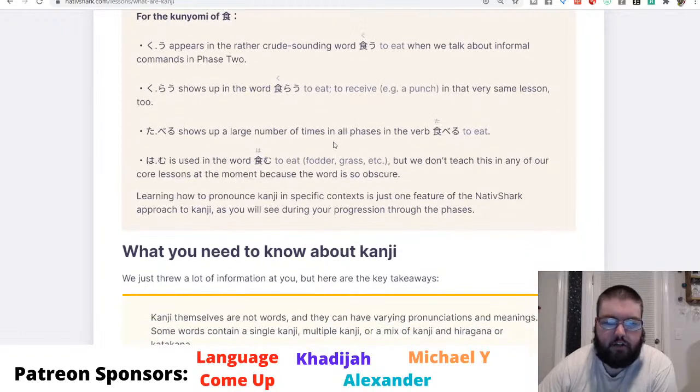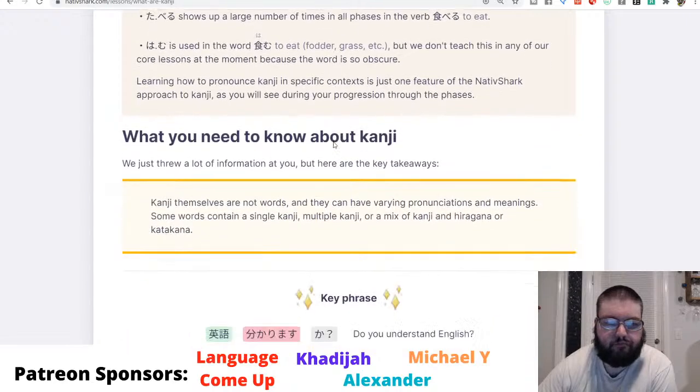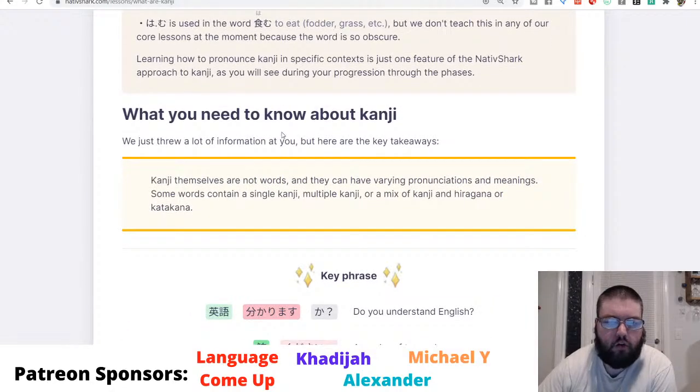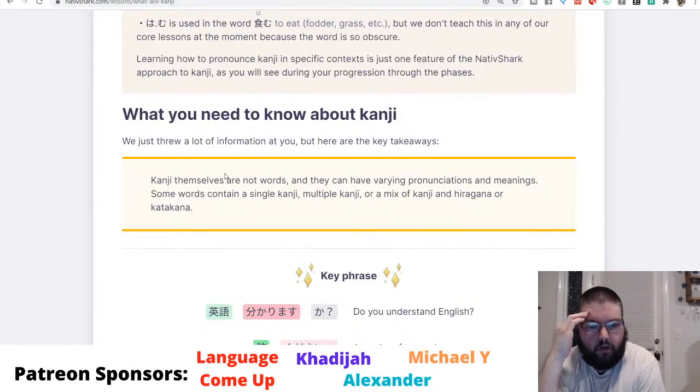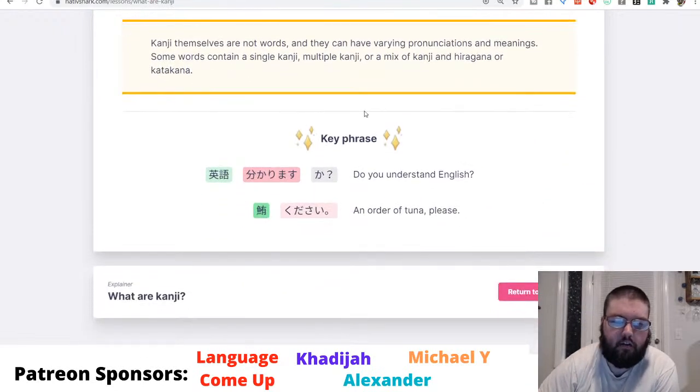Learning how to pronounce kanji in specific contexts is just one feature of the NativShark approach to kanji, as you will see during your progression. What you need to know about kanji: we just threw a lot of information at you, but here are the key takeaways. Kanji themselves are not words, and they can have varying pronunciation and meanings. Some words contain a single kanji, multiple kanji, or a mix of kanji, hiragana, and katakana.